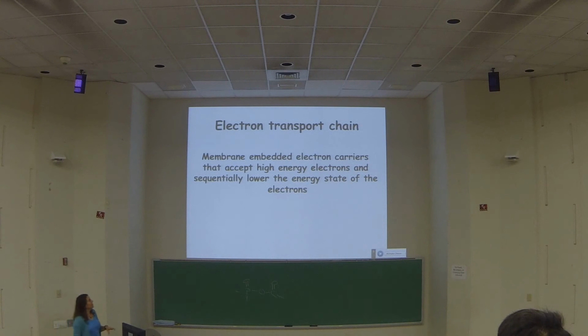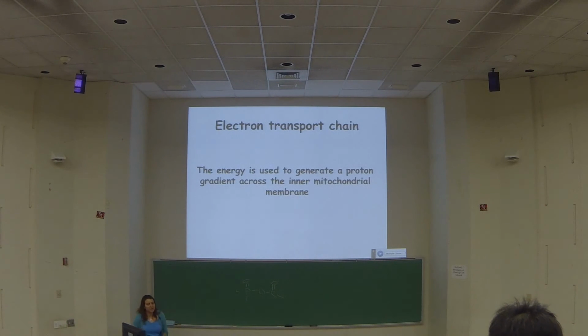Membrane-embedded proteins accept high energy electrons. By passing them from protein to protein, they sequentially lower the energy state of that electron, so finally it gets dumped onto oxygen. And then that energy is used to generate a gradient that's going to drive the generation of ATP. We'll start there on Wednesday. Okay.